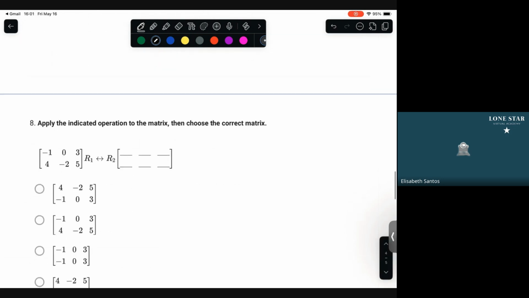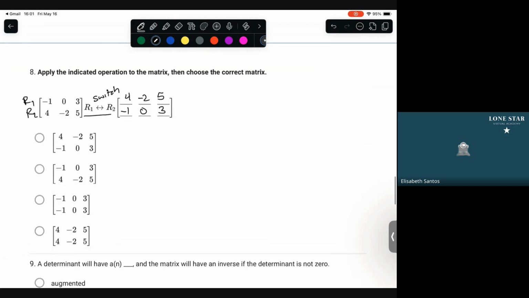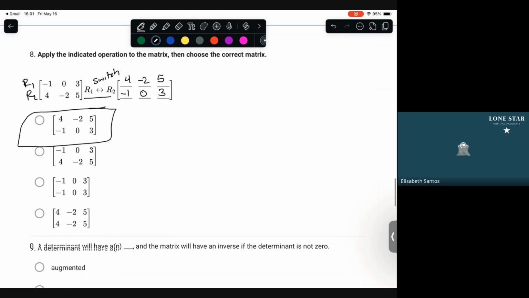And number 8. So this is row 1, row 2. They're telling us to switch row 1 and row 2. So row 2 goes up here, and row 1 goes down here. That's it. So that would be this answer choice.